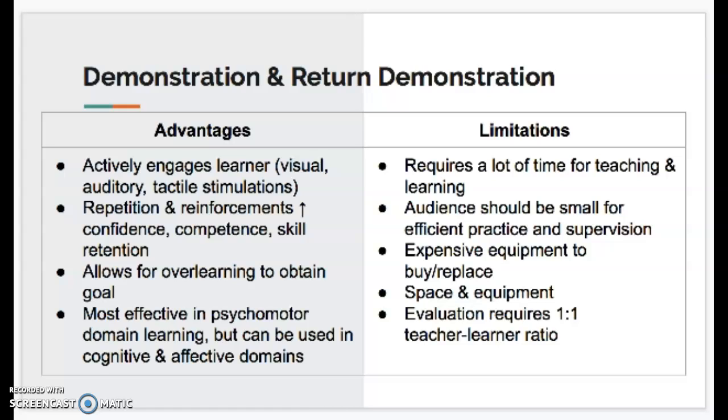For demonstration, the key advantage is that it allows for the exact behavior to be modeled by the educator. However, because the educator needs to be seen here, it's best suited for smaller groups and larger groups would need accommodations. For return demonstration, the key advantage is that it provides an immediate guidance to the learner, but it can be too much work for the educator to supervise and see each one's performance.